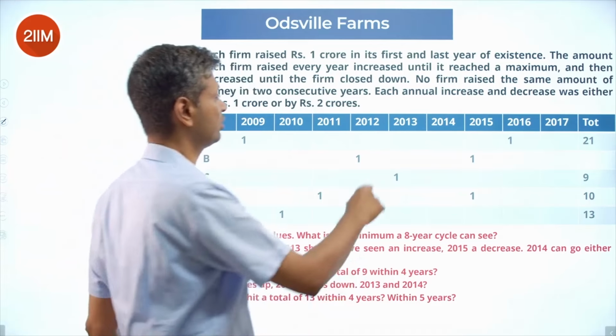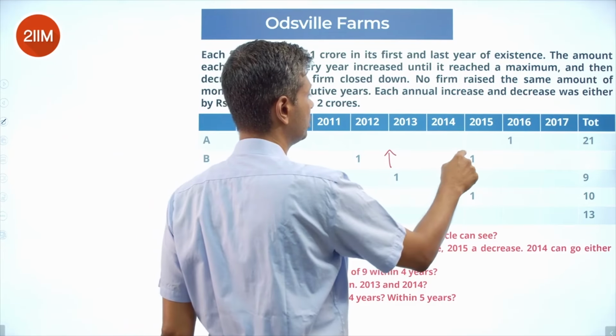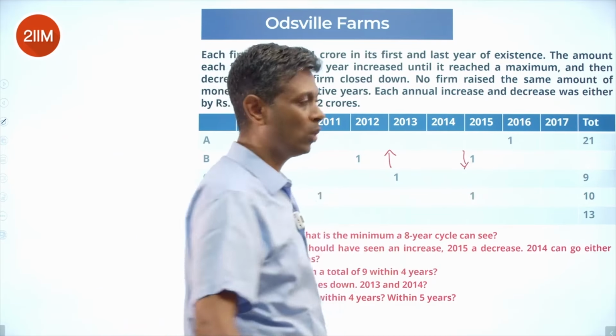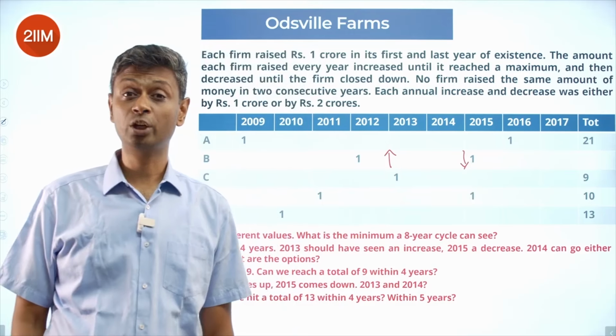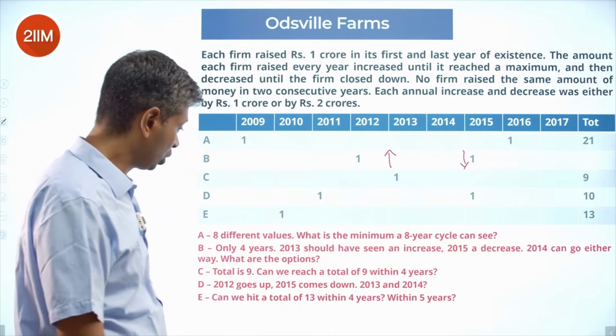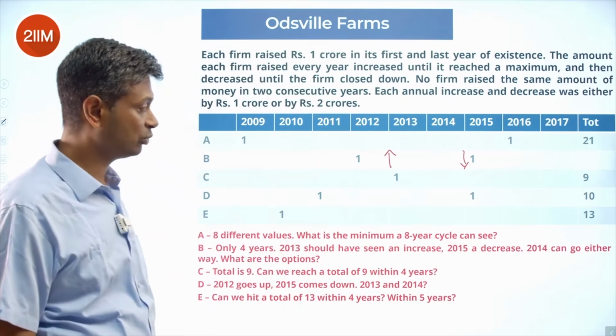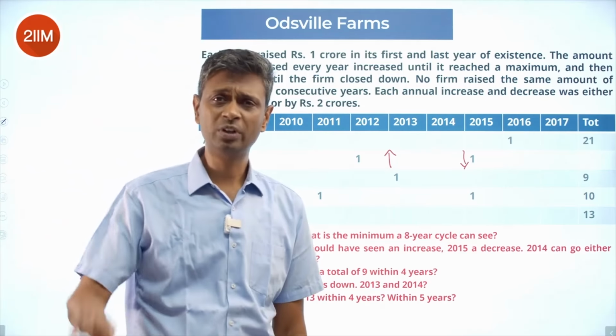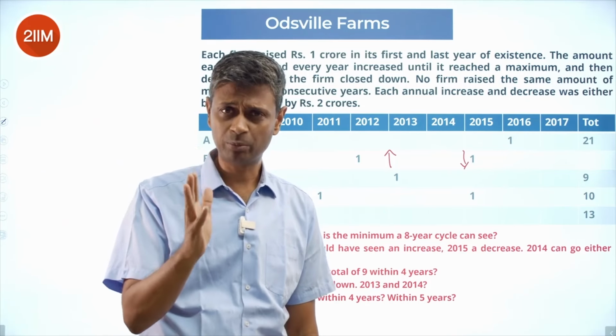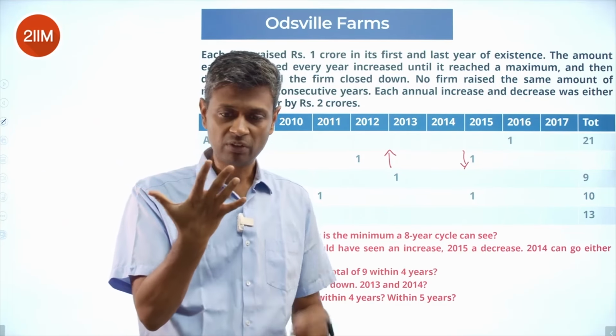2013 should have seen an increase. 15 should have seen a decrease. 14 could go either way. 1, 2, 3, 1 or 1, 3, 2, 1. Total is 9. Can we reach a total of 9 within 4 years? Not possible. 1, 2, 3, 1 is the only possibility, or 1, 3, 2, 1, adding up to 7. We need at least 5 years. 5 years, the minimum possible.